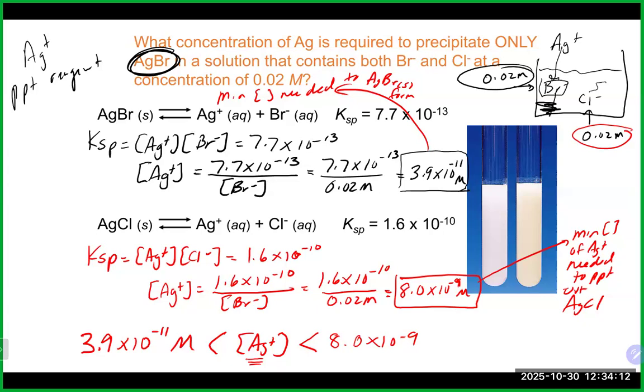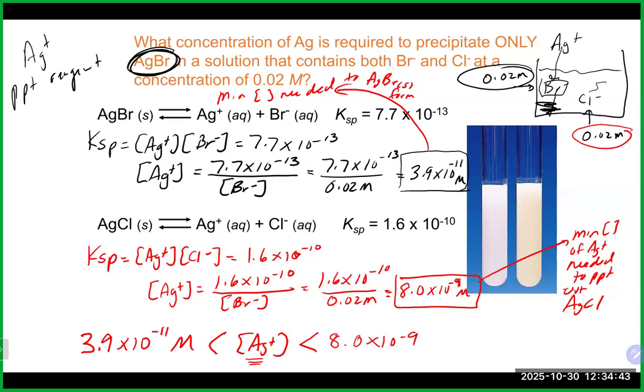Then what you could do is start to increase your silver concentration greater than 8 times 10 to the minus 9. You should, at that point, once again start to see solid form. And that solid should be silver chloride. And that, again, is a selective way that you can precipitate out all the chloride ions from the bromide ions by controlling the concentration of the precipitating reagent, which in this case is the silver ion.